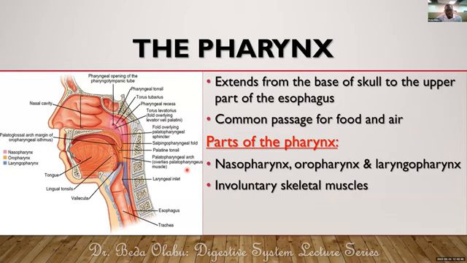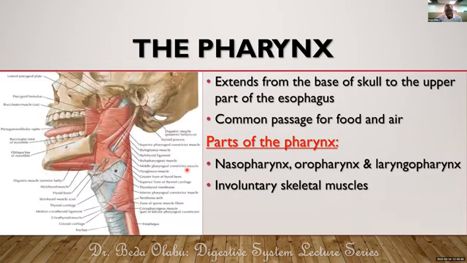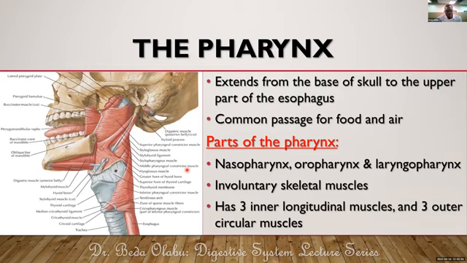Great. So three longitudinal muscles: salpingopharyngeus, palatopharyngeus, and stylopharyngeus muscle. There are also three circular muscles. The circular muscles have simple names. We just call them constrictor muscles.